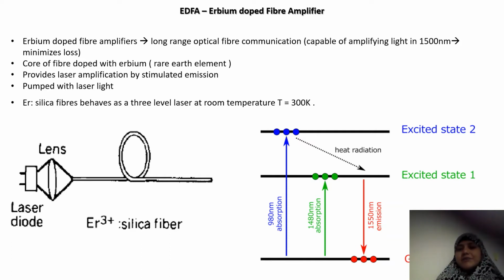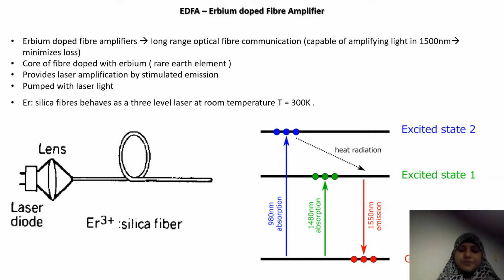These erbium doped fiber amplifiers are capable of amplifying light around 1500 nanometers, which will minimize the loss, and the signal won't be a weak signal. It would be very much like the signal which is transmitted at the transmitting end. So the core of the fiber is doped with erbium. Erbium is a rare element, and it provides laser amplification by stimulated emission.